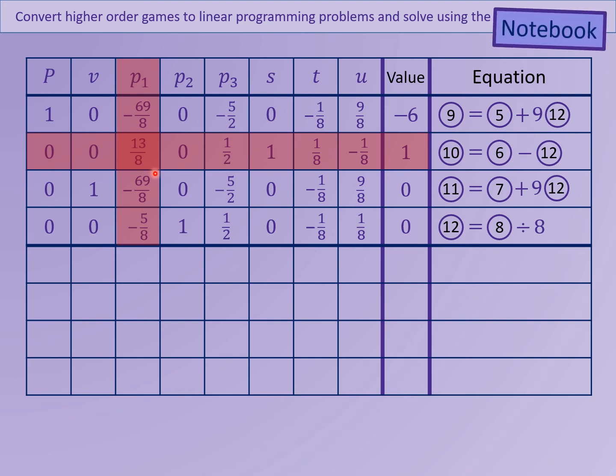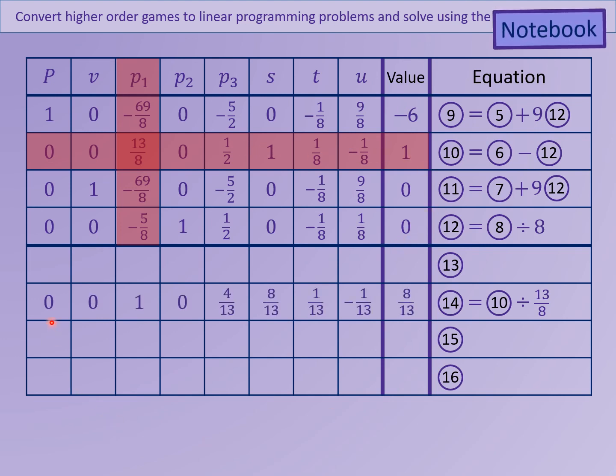Now, because I've got 13/8, I need to change that to 1. How can I do that? I can multiply by 8 over 13, okay, or divide by 13 over 8. Either way round. Right, so if I do that, go through, divide everything by 13 over 8, get those set of answers just there. Same idea as before, very messy though.